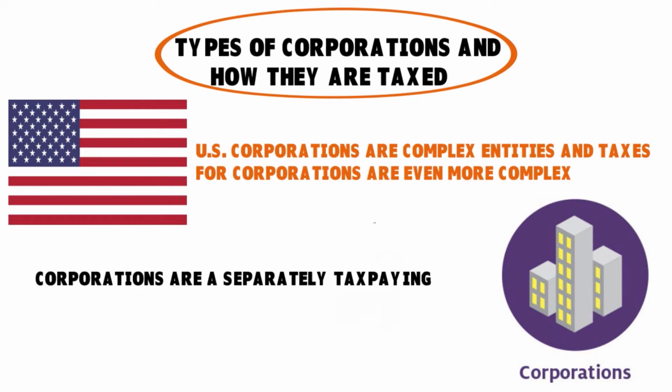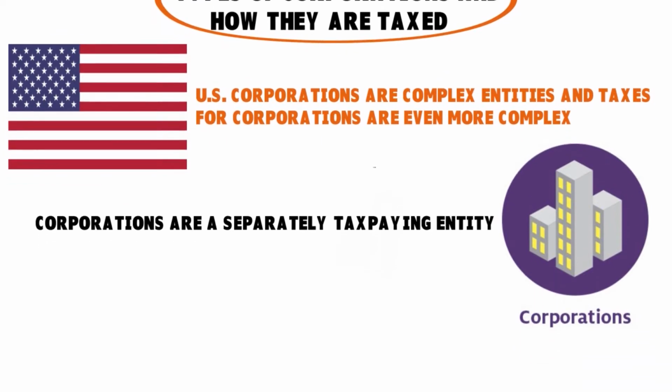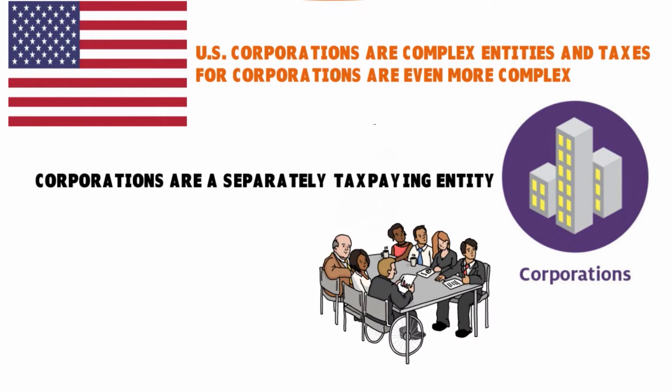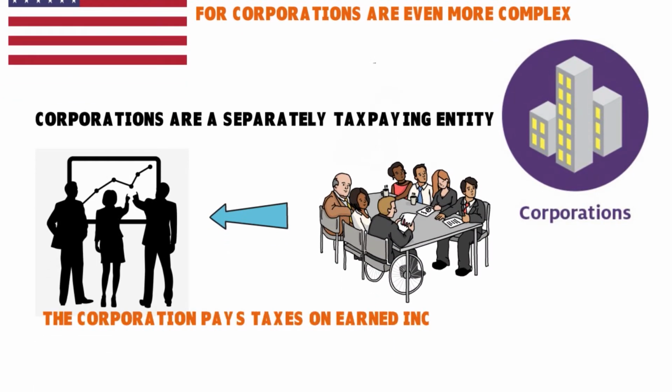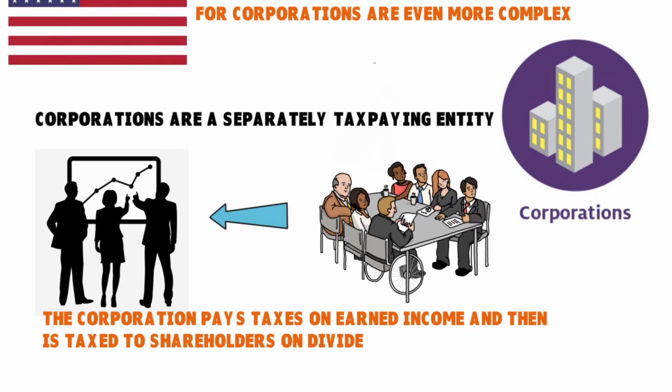corporations are a separately tax-paying entity, right? So corporations are owned by what? Their shareholders, also called stockholders. The corporation pays taxes on earned income and then is taxed to shareholders on dividends they receive. That's the concept of double taxation.